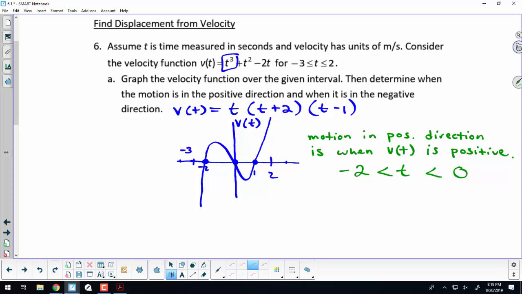Okay. So in between -2 and 0, and where else? From 1 to 2. Are we including 1? No, 0 there. Are we including 2? Yes. Velocity is positive still at 2.